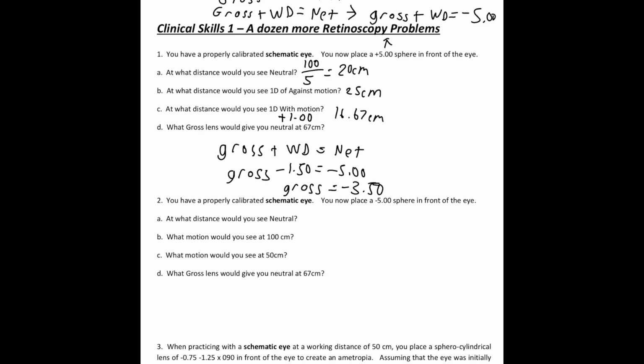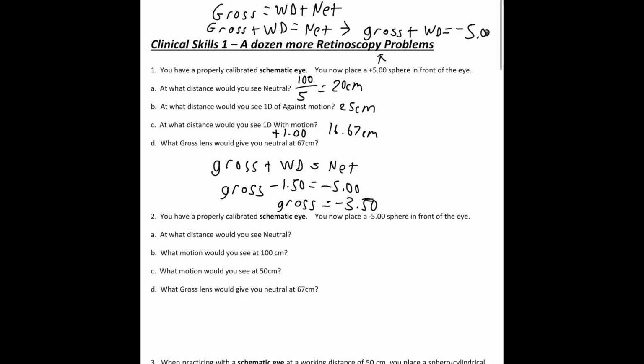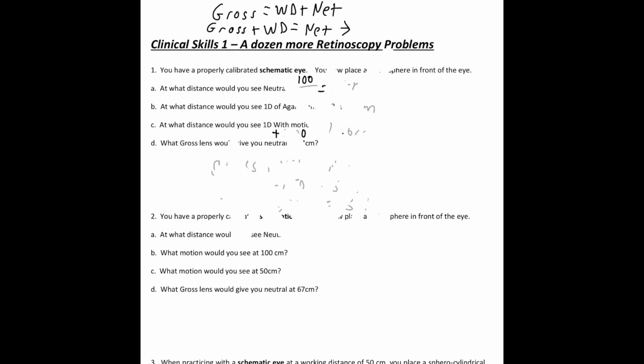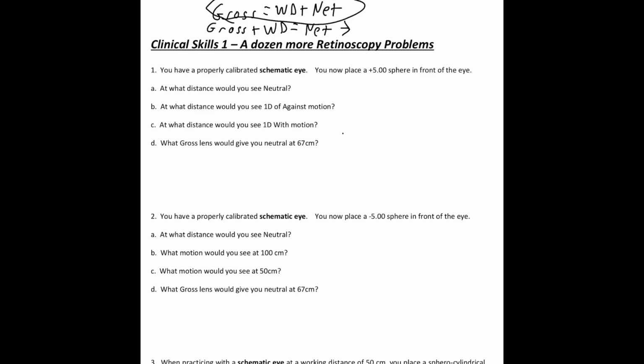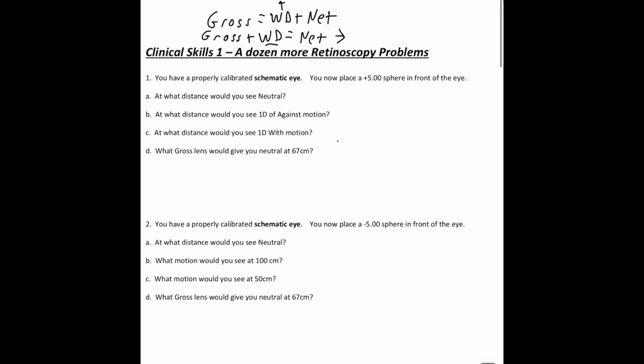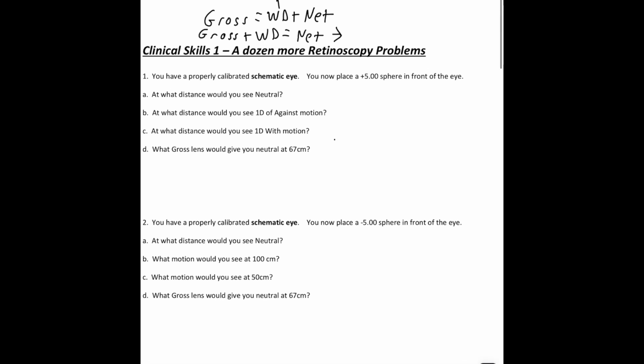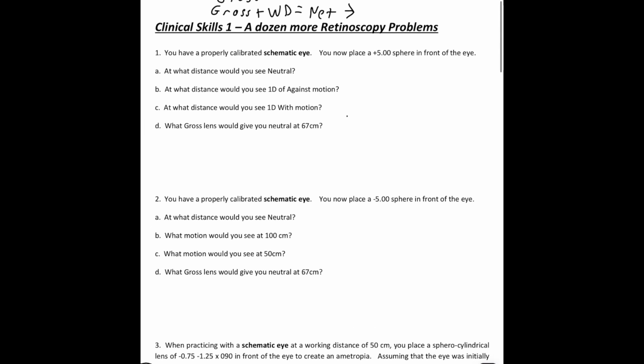I just want to remind you that the way Dr. Kaiser taught is that, I'm just going to erase this. The way Dr. Kaiser taught was this formula right here, the top one. And in that formula, the working distance is always plus. In my version, which is the same formula but just switched around, the working distance is just a minus number. And that helps me organize it a little bit better. To be honest, I don't actually really use the formula.